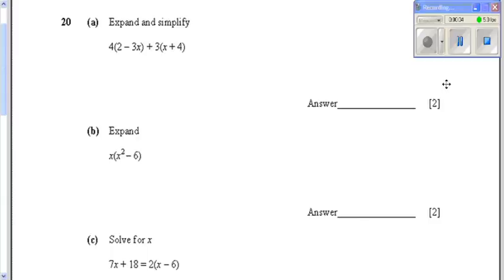Okay, there's 20A, B and C. If you want to stop the video and have a try at those, we'll go through the solutions in a moment.